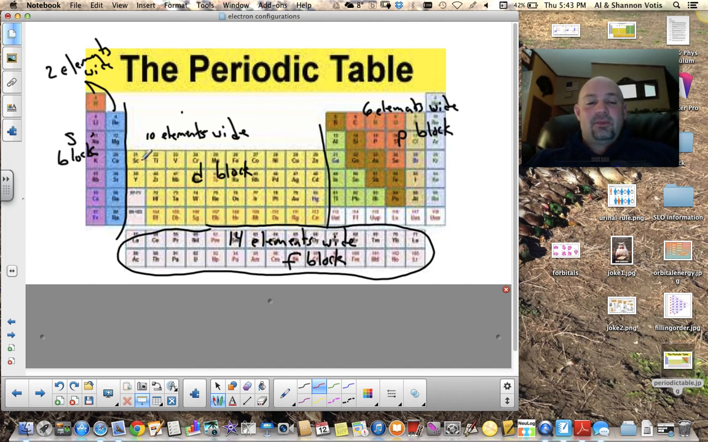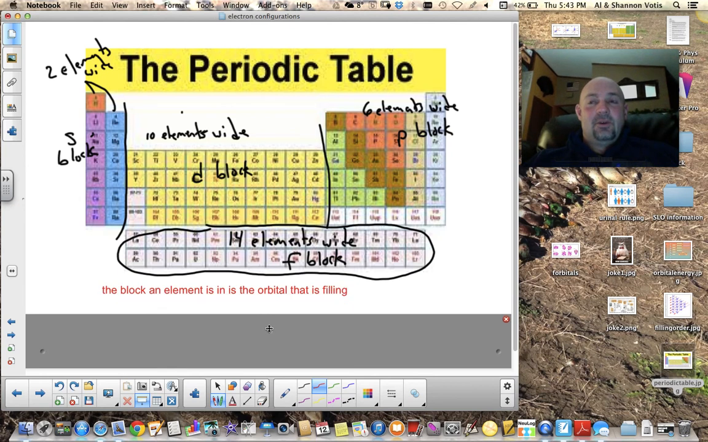The transition metals here are 10 elements wide. That's a d block, because a d orbital has 10 electrons. And the rare earth metals at the bottom are 14 elements wide. That's the f block, because again, the block you're in is telling you which orbital your electrons are in. So it's not a coincidence that those blocks are that many elements wide.